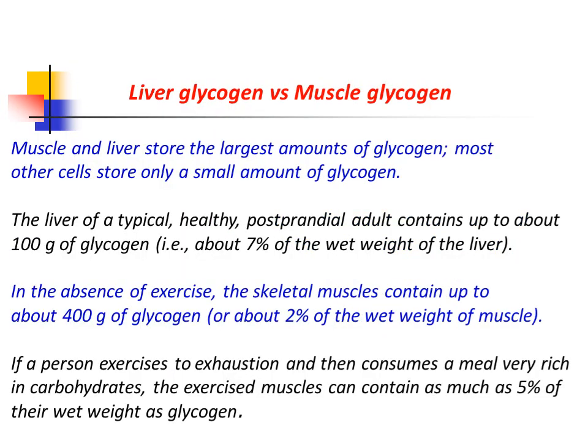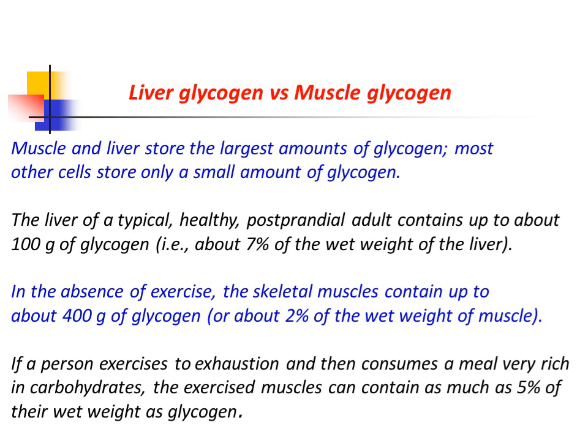Liver glycogen versus muscle glycogen. Muscle and liver store the largest amounts of glycogen. Most other cells store only a small amount of glycogen. The liver of a typical healthy postprandial adult contains up to about 100 grams of glycogen. It's about 7% of the wet weight of the liver.